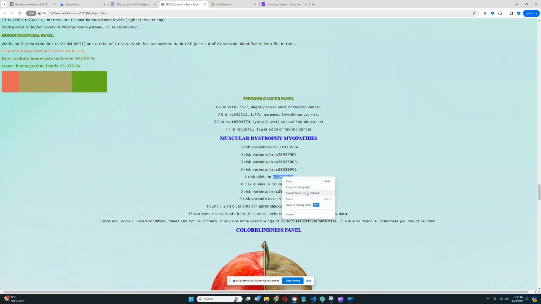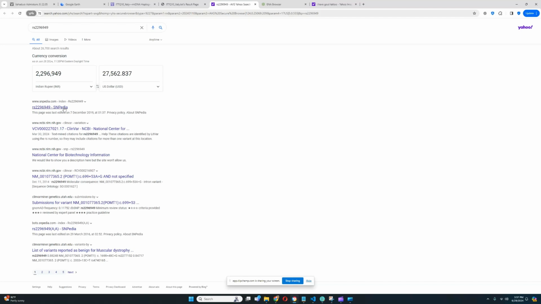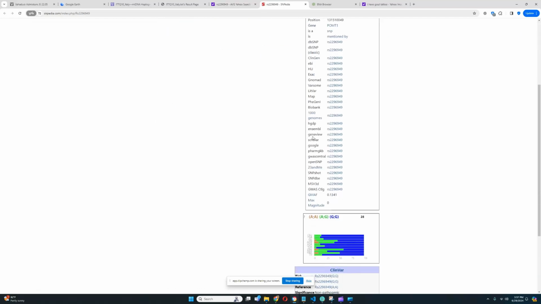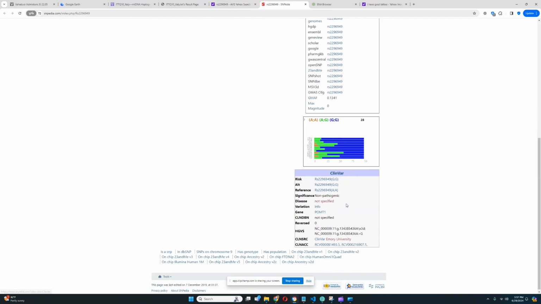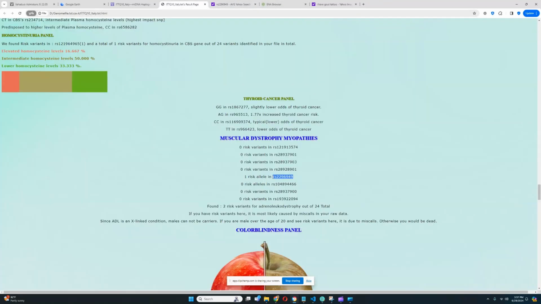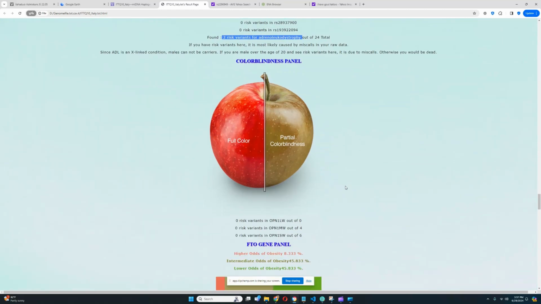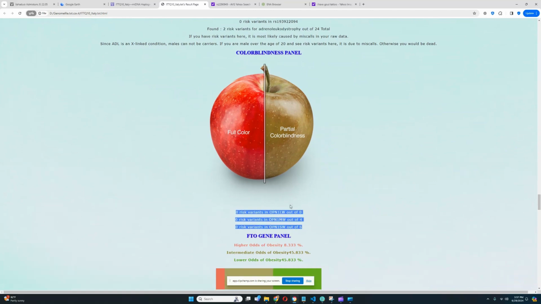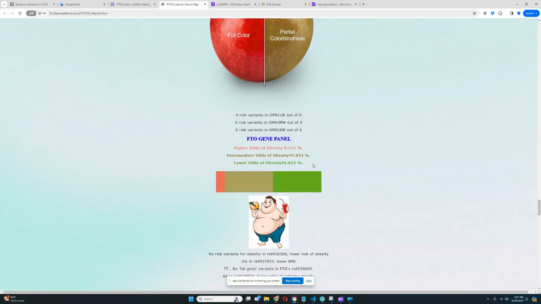Let's look this up. Is this rare? Is this common? It might be common. Yeah, this is common. So this is probably not a miscall. This genotype, the 1 risk allele here, is probably not a miscall. But the risk variance for adrenoleukodystrophy, this I think is a miscall actually. For color blindness panel, no risk variance for color blindness. Really good to see. For FTO gene panel, looks like he has a predisposition to lower or intermediate odds of obesity. Really good to see.